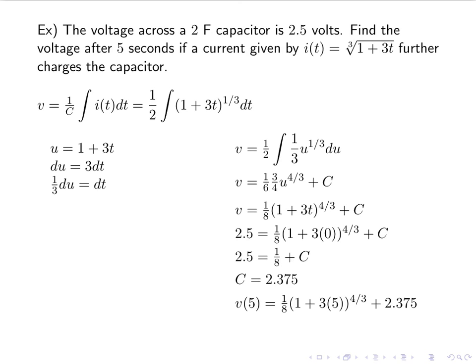We're looking for the voltage after 5 seconds, so I'm going to plug that 5 in right away. And again, I'm changing this plus c into my 2.375 and plugging in 5. Shove that into your calculator, it's not going to be something pretty, but rounded we get 7.41 volts after 5 seconds.